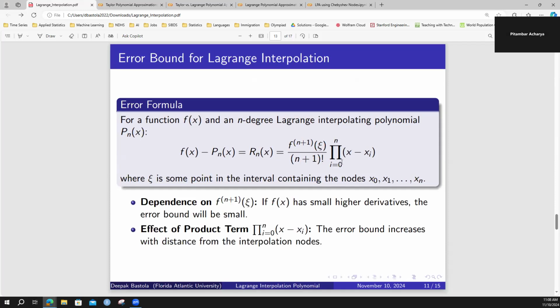There are two ways that you can minimize your Lagrange polynomial error. One way is minimizing the n plus 1 derivative. If you could minimize this, then of course you could minimize your error. Another way is to minimize the product of these terms, x minus xi, so that your whole error would be minimum. For this, we don't have anything that we could apply in the Lagrange interpolation, but we are interested in minimizing this product, right?